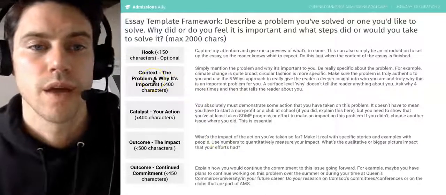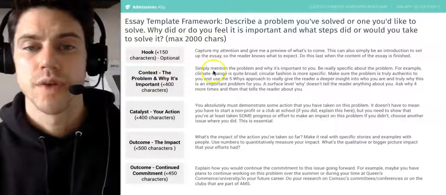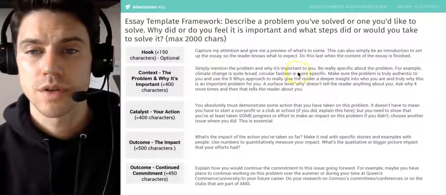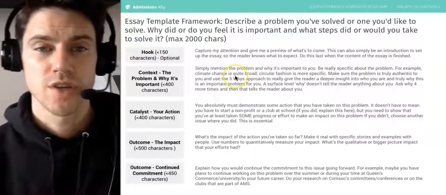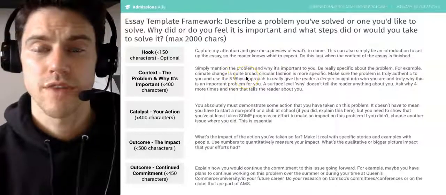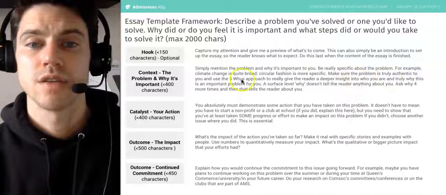Context. The problem and why it's important. You want to dedicate under 400 characters to this. So you mention the problem, why it's important to you. Be really, really specific about this problem. For example, climate change is quite broad, whereas circular fashion is much, much more specific. Make sure the problem is really authentic to you.